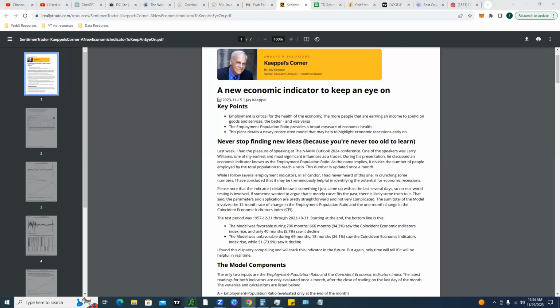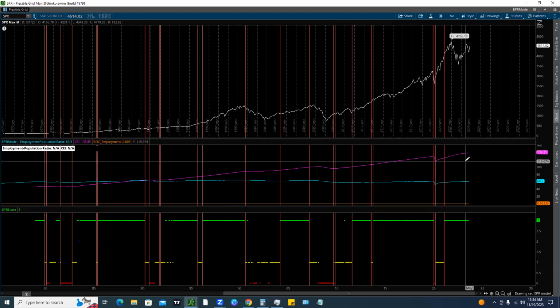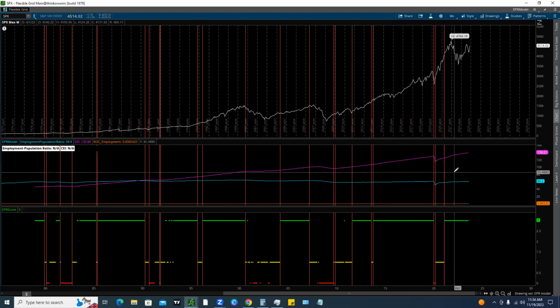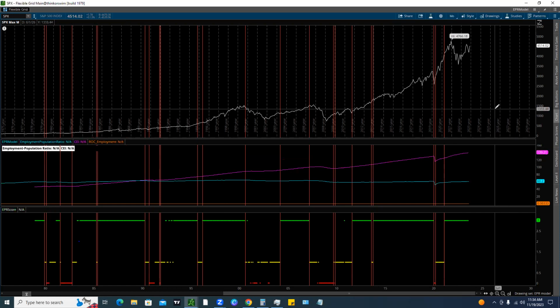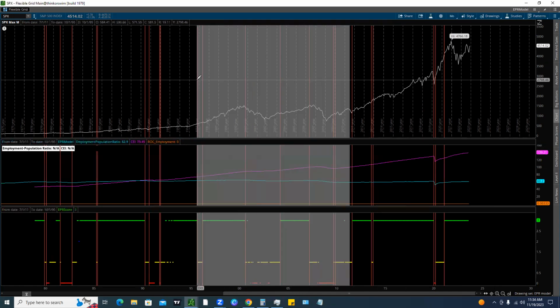So what I did was I went ahead and got a ThinkScript for this model and for the inputs. Now, how would you use this? Why would it be useful? Why would it be helpful? Well, we'll go ahead and show you guys here.